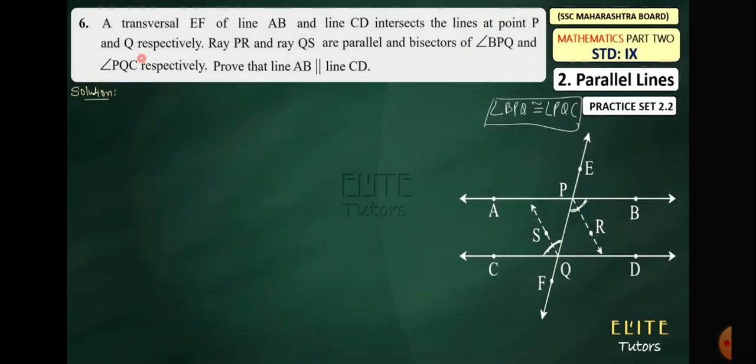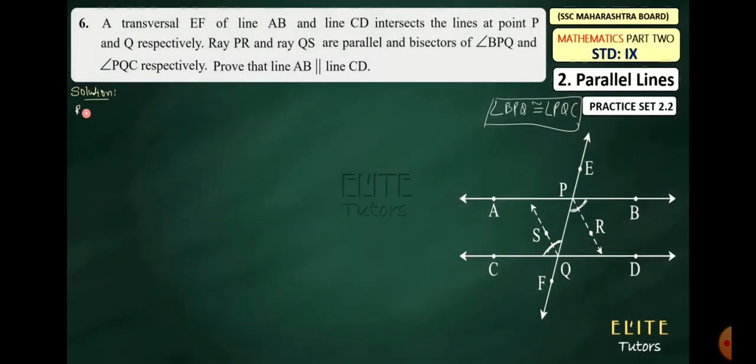So come to our solution. Ray PR is the bisector of angle BPQ. That means PR divides BPQ into two equal parts, BPR and RPQ. So we will write BPR equals QPR. Student, equals half of angle BPQ. Listen carefully.